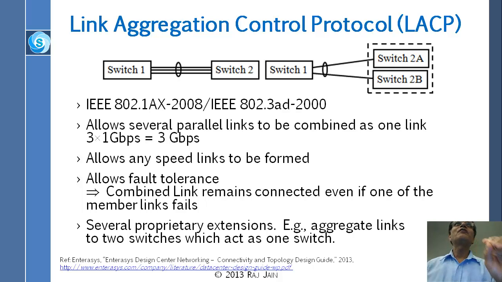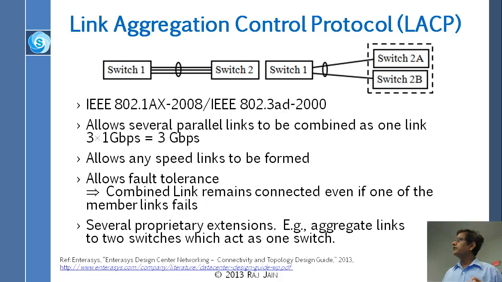You can take 10 WiMAX links, combine them into one. Previous to this, there was an old standard which was called 802.3ad. That was for Ethernet. That's how it started. Okay? So the Ethernet started the link aggregation, but now it is whole 802 wide.